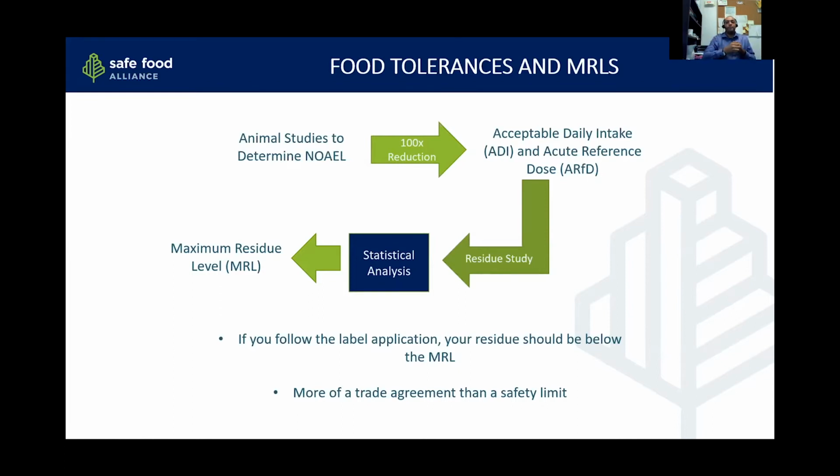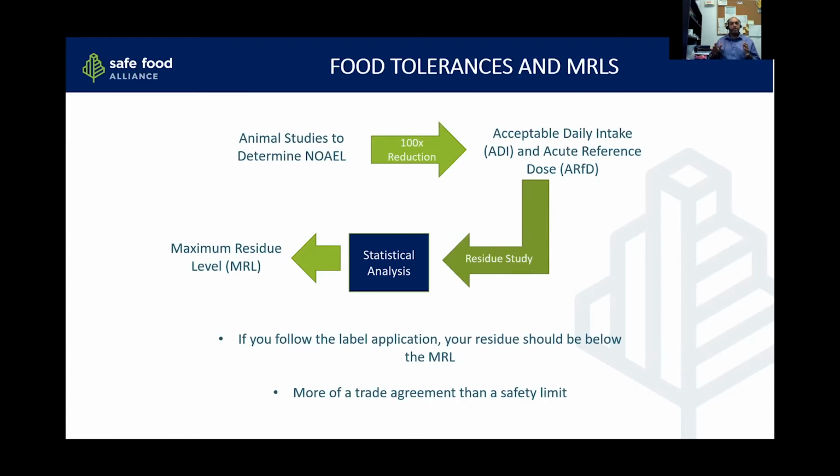From there, develop a proposed label, go out in the field, apply it, again, harvest, do all the normal processing that you might do, and see what's left over. Apply some statistical analysis, and what pops out at the end is an MRL. So the idea here is that if you follow the label, you apply the right amount, at the right time, you do everything that you're supposed to do, then your residue should be below the MRL.